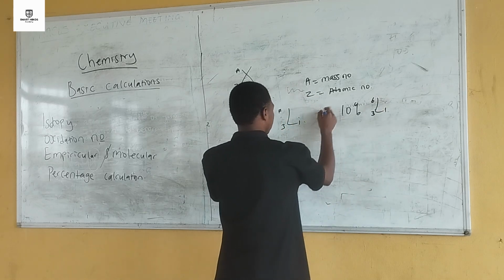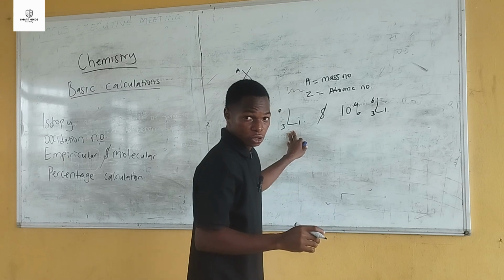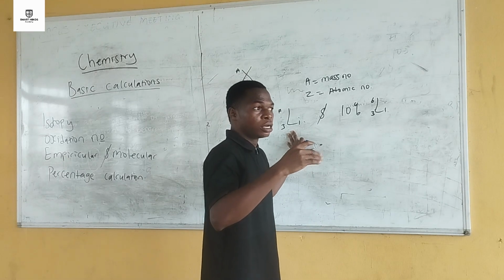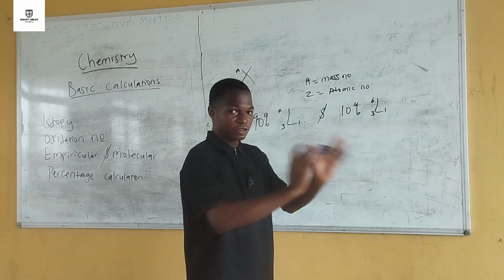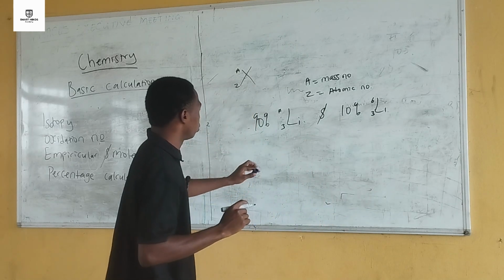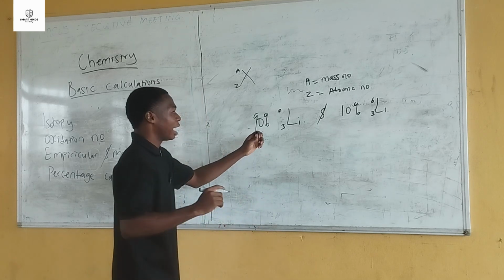Now, these are the two isotopes of lithium. So lithium will not have a straightforward mass number. It will have a relative atomic mass, not a straightforward mass number. You get me? So to solve this and get the relative atomic mass, this is how we solve.